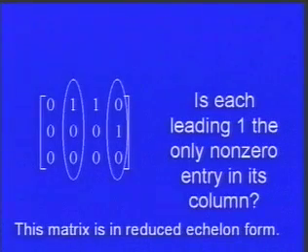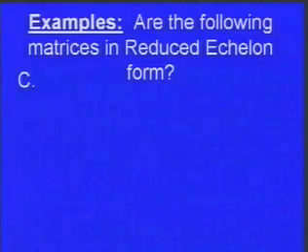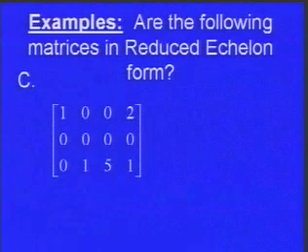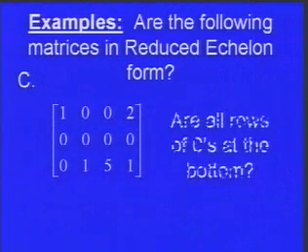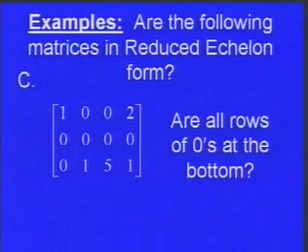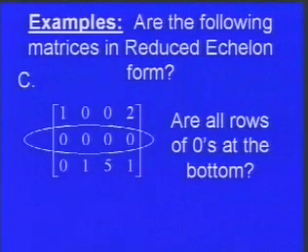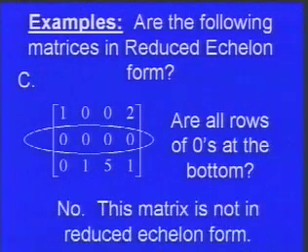Okay, let's look at a third example. All right, this time, are all the rows of zeros at the bottom? Well, do you have a row of zeros? Yes. Is it at the bottom? No. This matrix is not in reduced echelon form. There's no need for me to check right now all the rest of the conditions because the fact that it failed on 1 means it's not reduced echelon form.